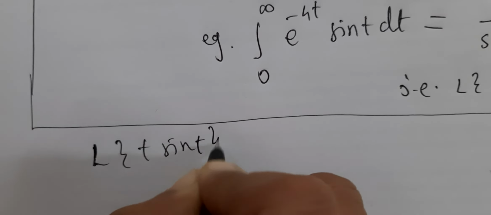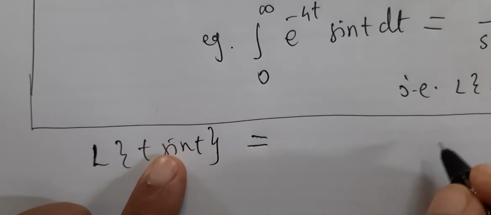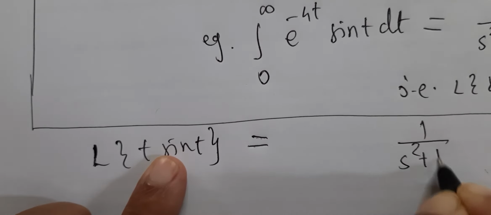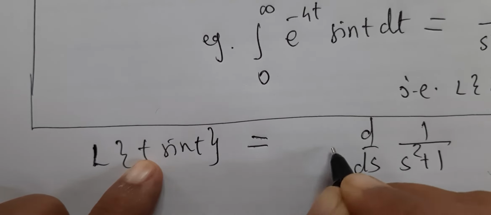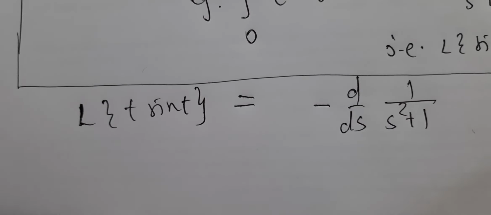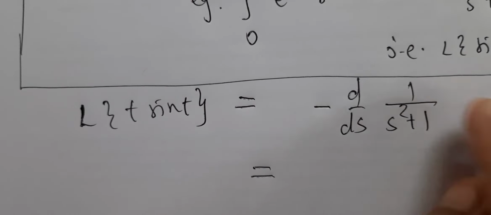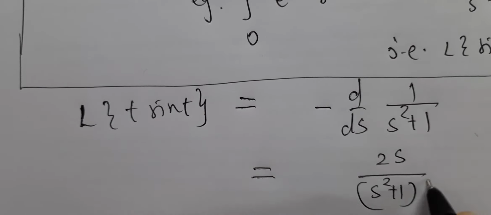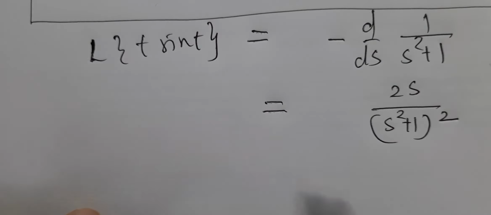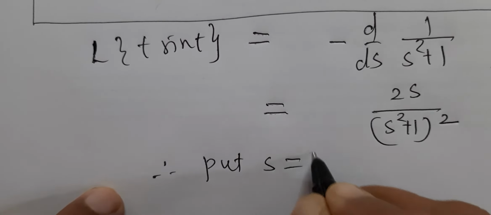Here this is the multiplication by t rule. So we have to find Laplace of sin t and it is multiplied by t, so we have to take its derivative with minus sign. And you know what the derivative is. This will be 2s upon s square plus 1 whole square. And finally, I will just put s equal to 1.